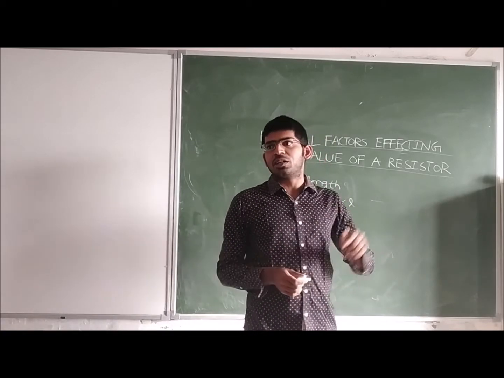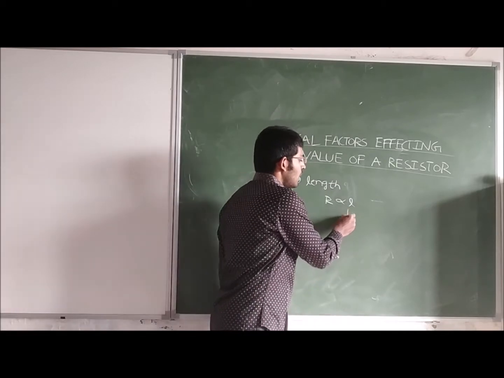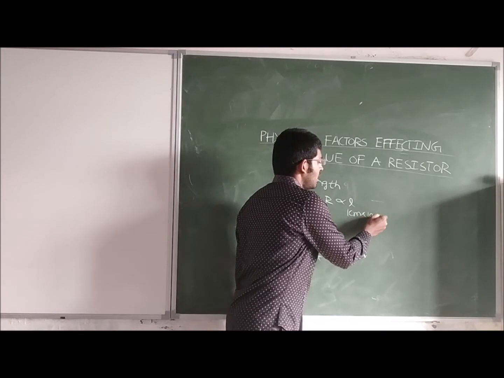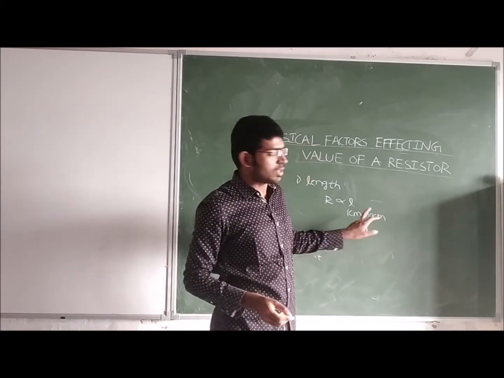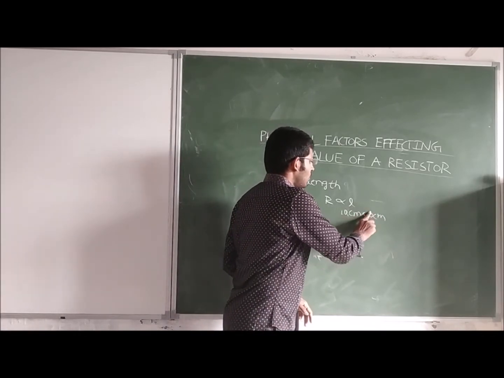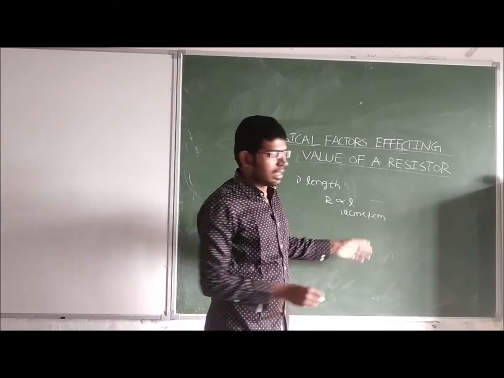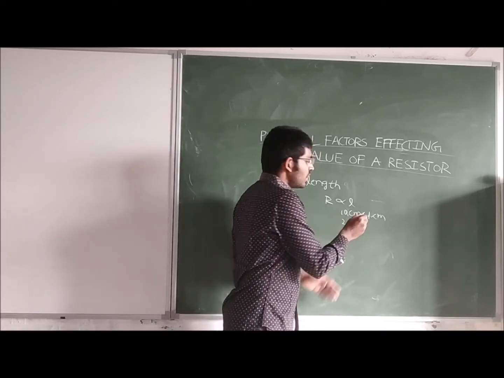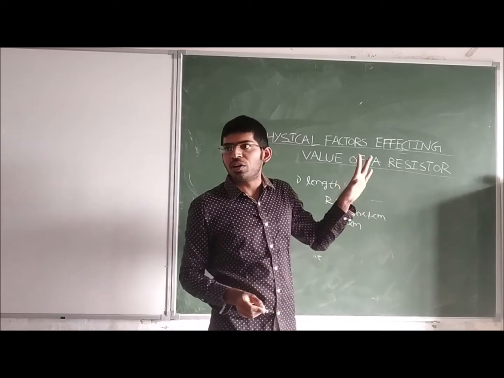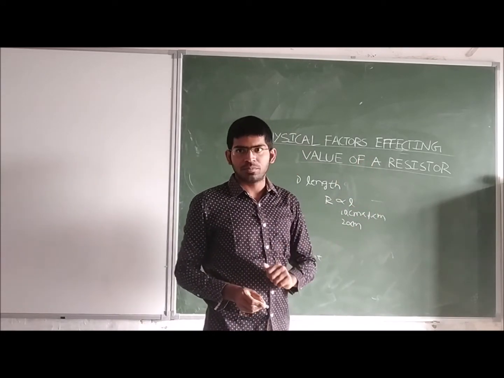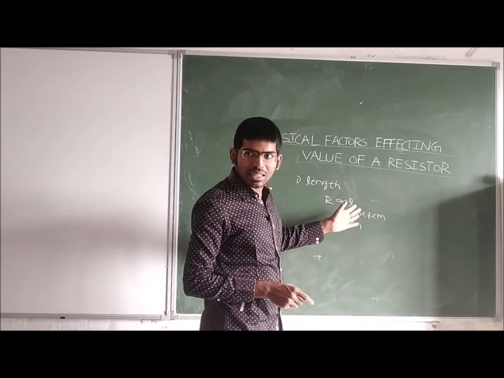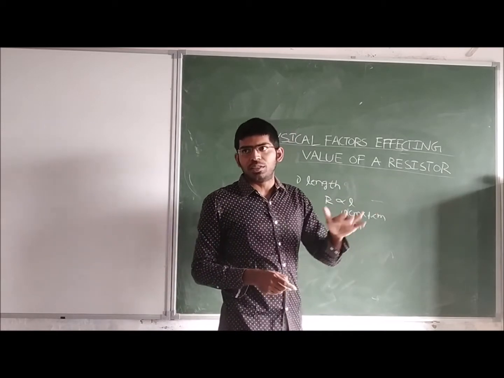This is directly proportional. For example, if we take an iron scale of 10 centimeter length and 1 centimeter width, and if we increase its length to 20 centimeters, obviously the resistance value also increases by double. Similarly, when we are decreasing the length, the resistance value also decreases.